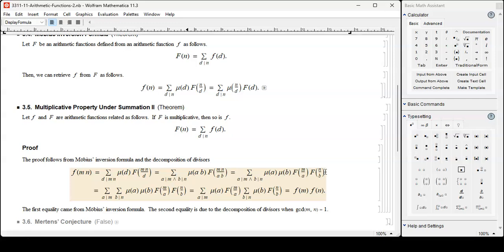Now it's pretty clear what to do. Decompose for a part and b part separately. So a divides m for mu of a, capital F of m over a, and then b divides n, mu of b, capital F of n over b. So a parts here and b parts there separately. Then that happened to be m part and n part, thanks to this Möbius inversion formula again. f of m times f of n.